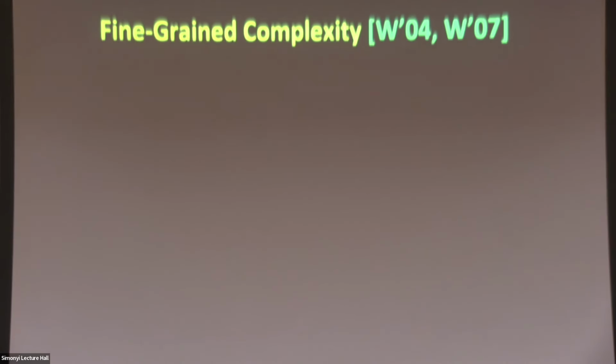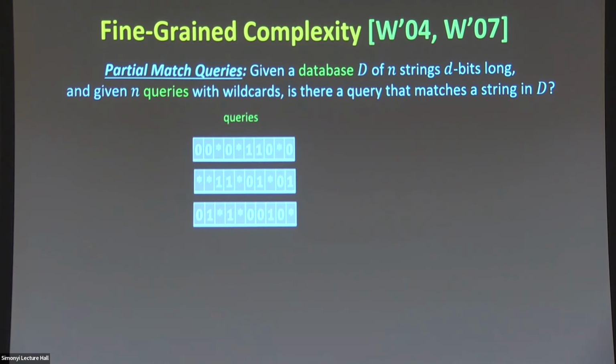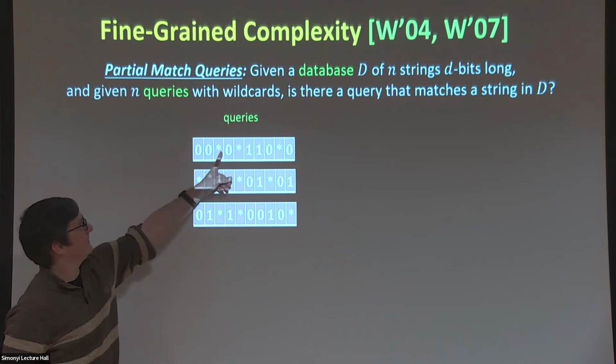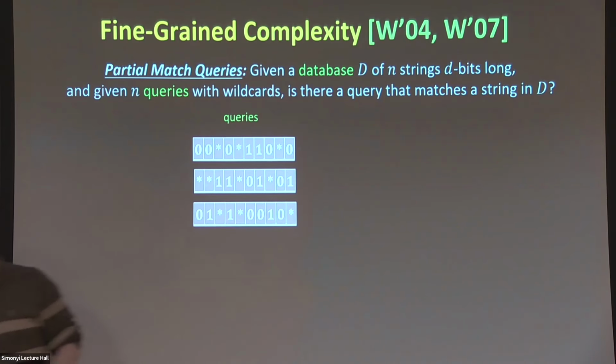So this orthogonal vectors problem is one problem. Another problem which comes up in computer science quite a lot is partial match queries. I give you a database of n strings, which are d bits long, and I give you n queries that have wildcards. The wildcards mean I'm okay with it matching to a 0 or a 1. Is there a query that matches a string? This query here means just find me something that has 0, 0, and you can put whatever you want in this bit and this bit.